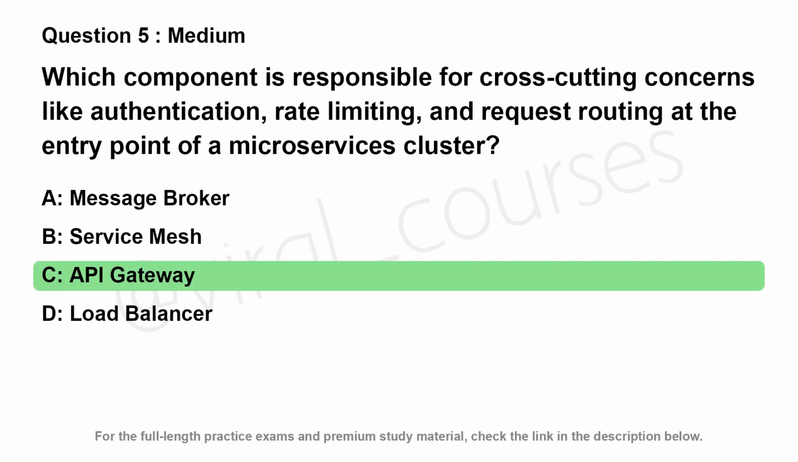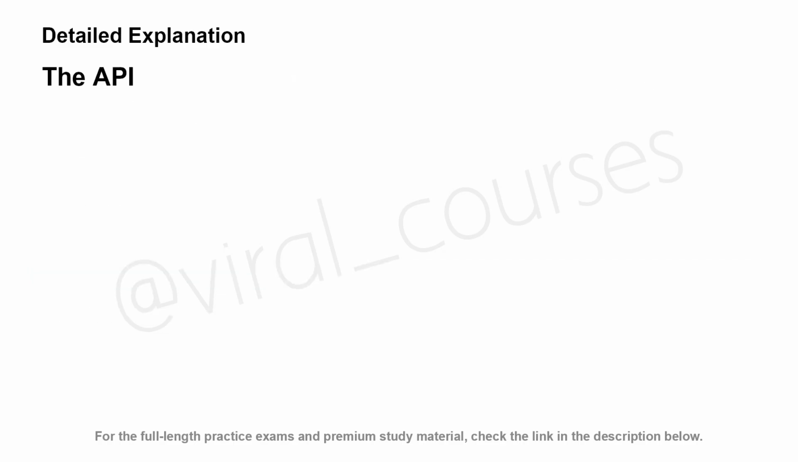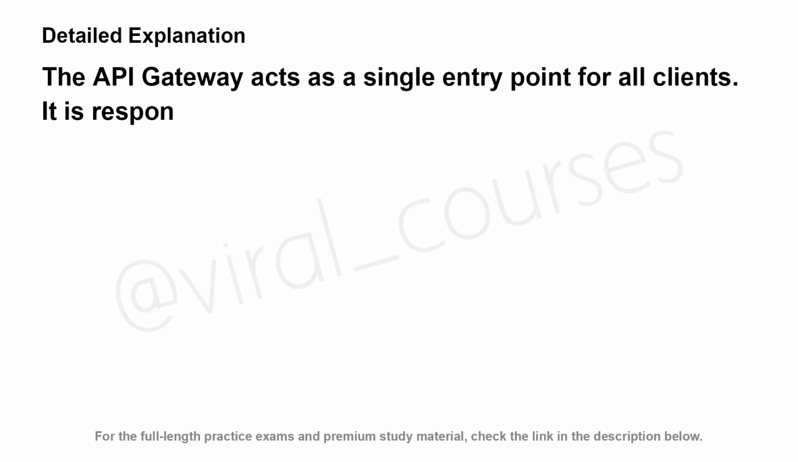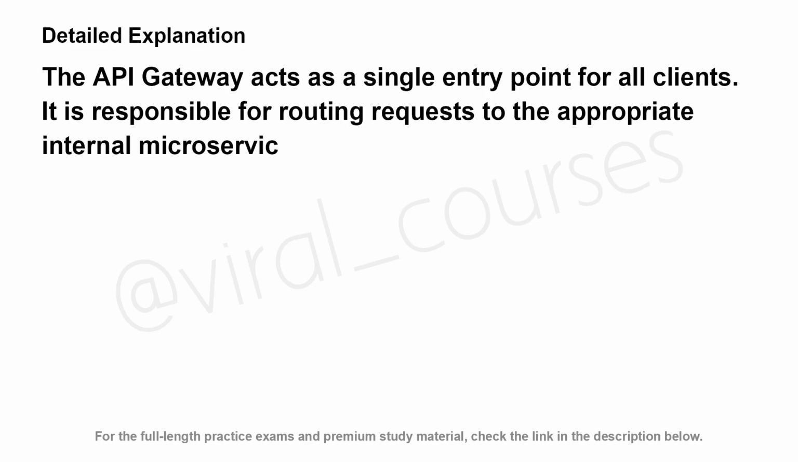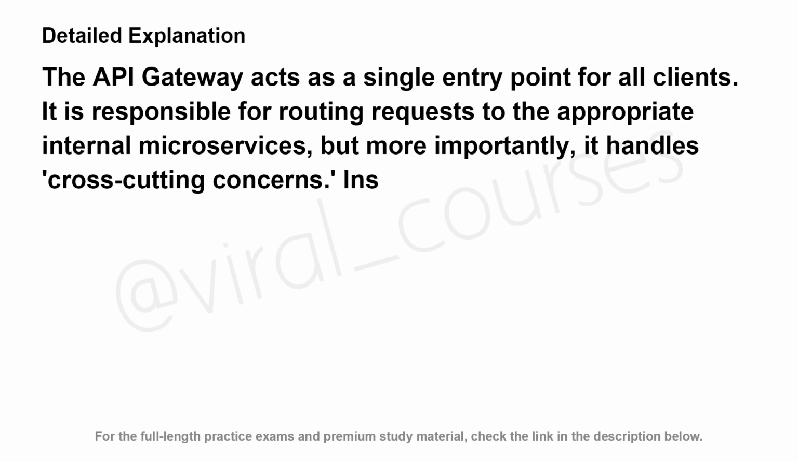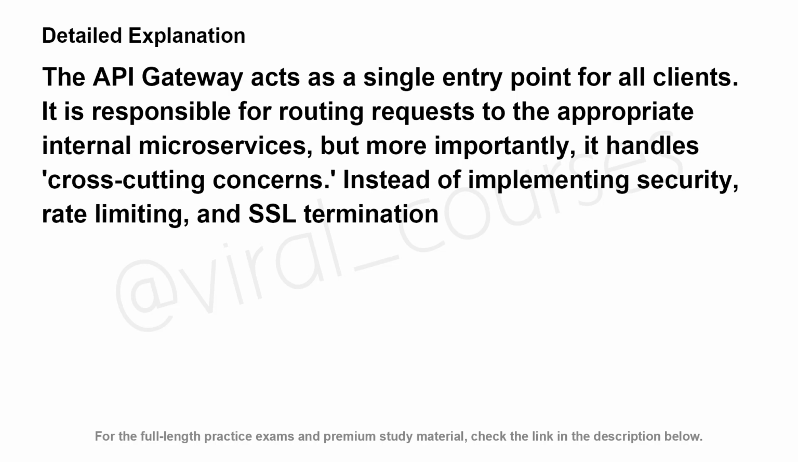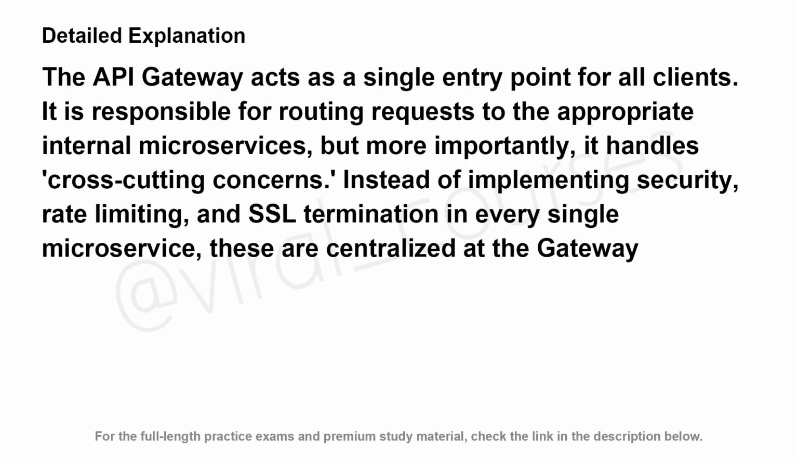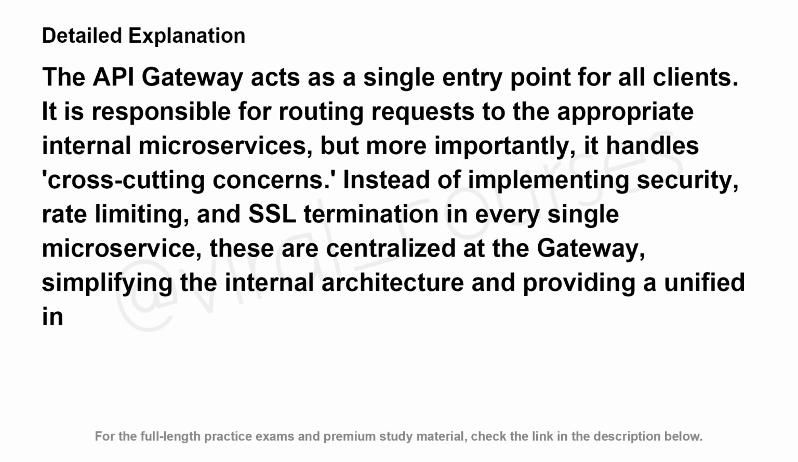The correct answer is C. The API gateway acts as a single entry point for all clients. It is responsible for routing requests to the appropriate internal microservices. But more importantly, it handles cross-cutting concerns. Instead of implementing security, rate limiting, and SSL termination in every single microservice, these are centralized at the gateway, simplifying the internal architecture and providing a unified interface for external users.